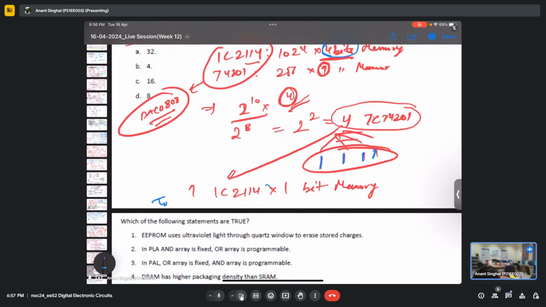So the total 74201 required are 4 times 4, that is 16. The answer will be C. Is that clear? Does it make sense to everyone?